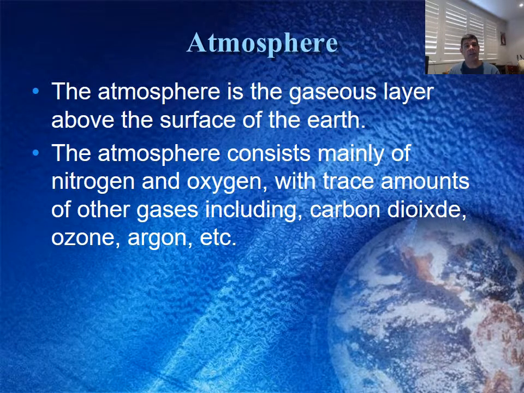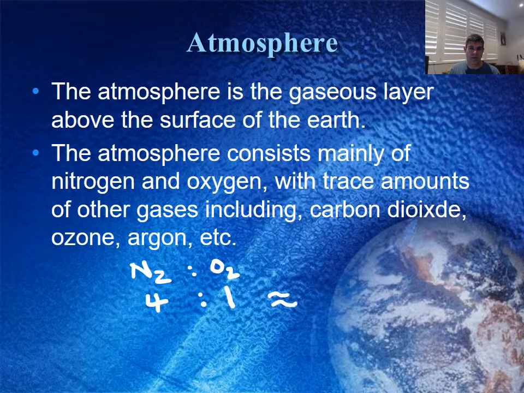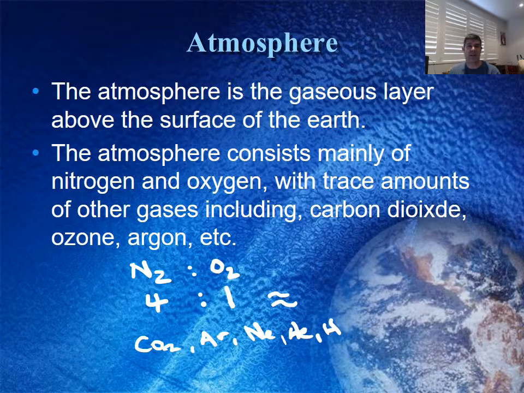The final sphere that we want to have a look at is the atmosphere. And the atmosphere is the gaseous layer above the surface of the Earth. And you'd be aware that it's basically a 4-to-1 ratio of nitrogen to oxygen, about 80% nitrogen to about 20% oxygen, approximately. And then there's a few trace amounts of argon, carbon dioxide, neon, helium, and so on, hydrogen, all sorts of things. So there's a few little trace elements of other things there.